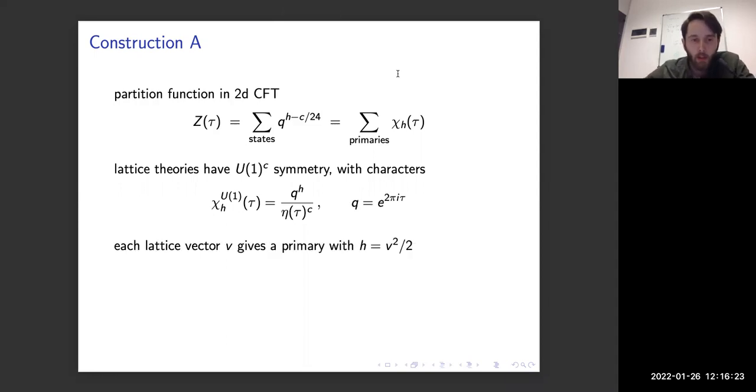Each lattice vector v gives a primary with this weight. So the result is that the partition function of a lattice takes this form. The numerator is the sum over the lattice vectors, and the denominator is eta. And this numerator is the definition of the lattice theta function. The lattice theta function is just a sum over powers of the norms of the lattice vectors.